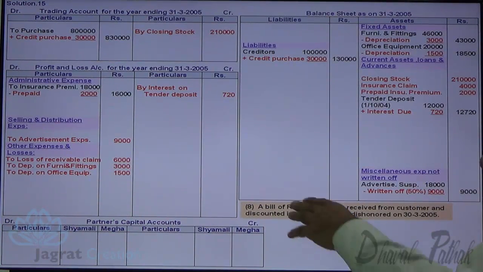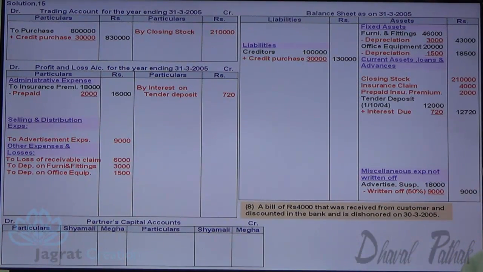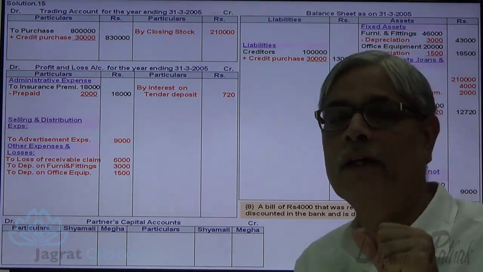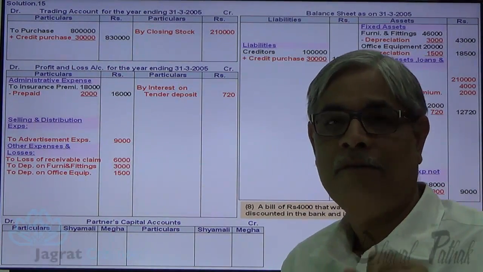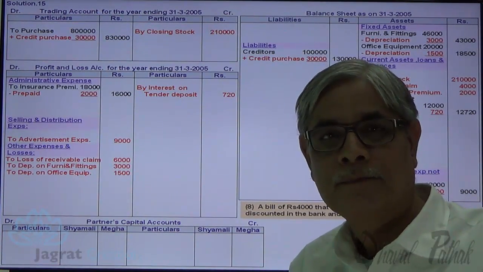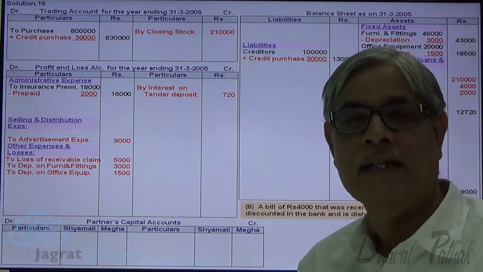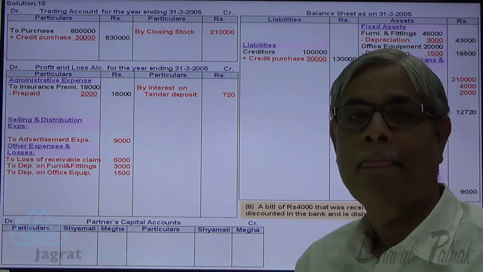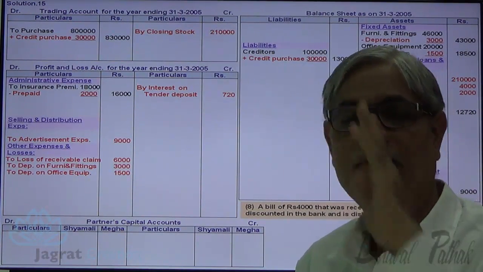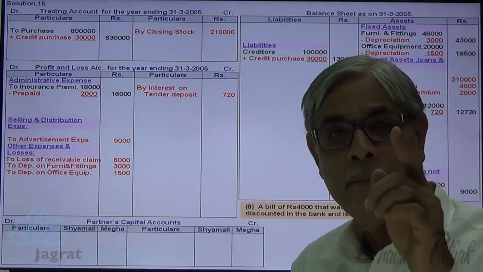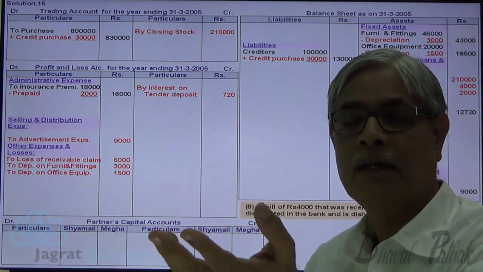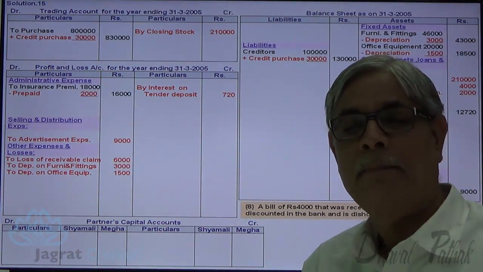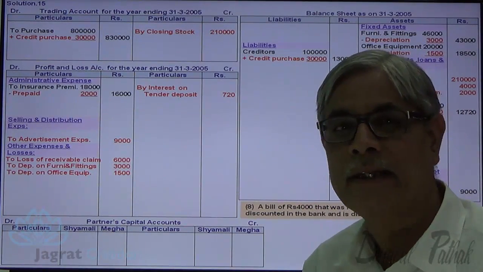Now, bill of 4,000 was received from a customer, discounted in the bank, dishonored. As I told you, the bill is dishonored. We have discounted this bill with the bank, dishonored by the customer who has accepted the bill. Now see what happens. We are required to pay on behalf of the debtor or customer. So when we pay on behalf of debtor, the amount becomes recoverable from debtor. So it is added to the debtor's balance, and when we pay, our bank balance declines. So it is deducted from bank balance.